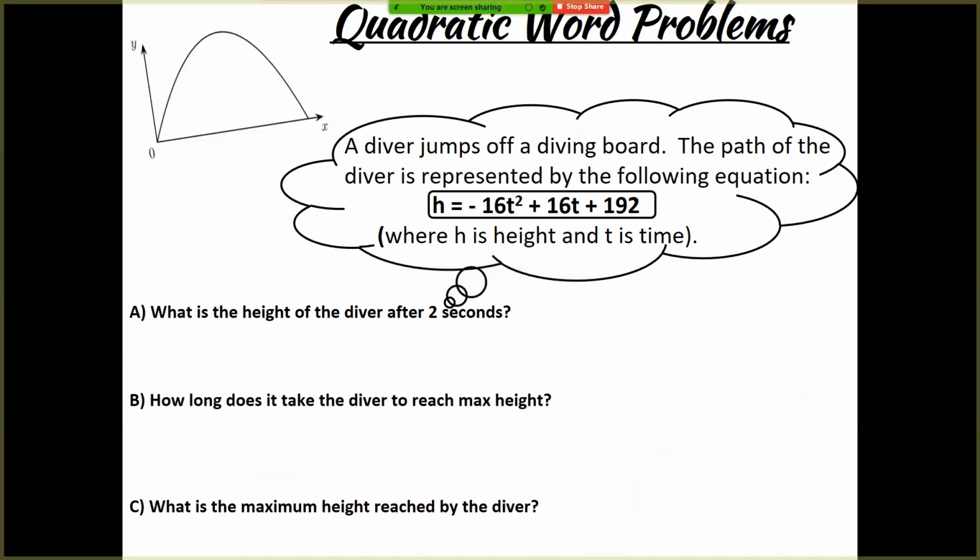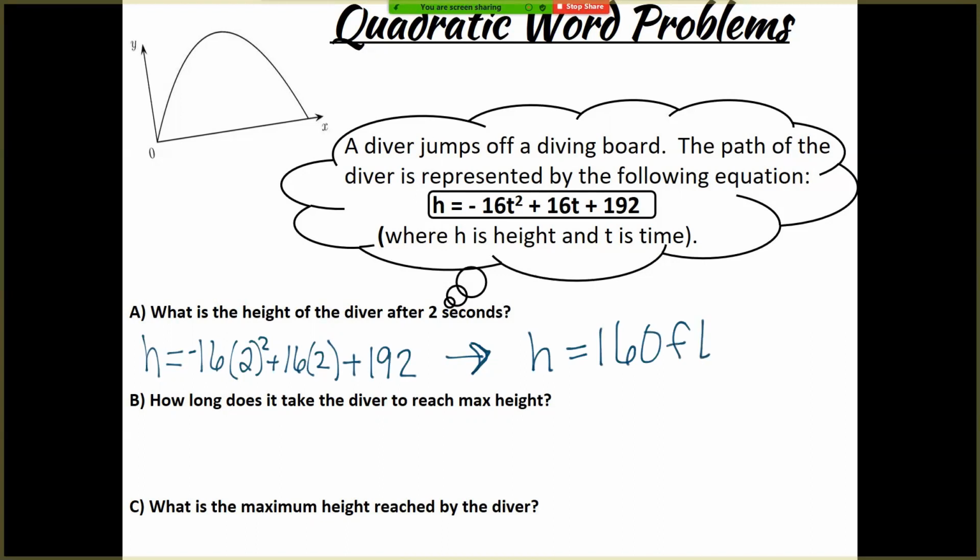The height equals, we're going to take -16 times 2 squared plus 16 times 2 plus 192. So we just went to the original equation, taken out the t's because we were told the time. That gives me a height of 160. Again, we're assuming it's feet. So at 2 seconds, the diver is at 160 feet.